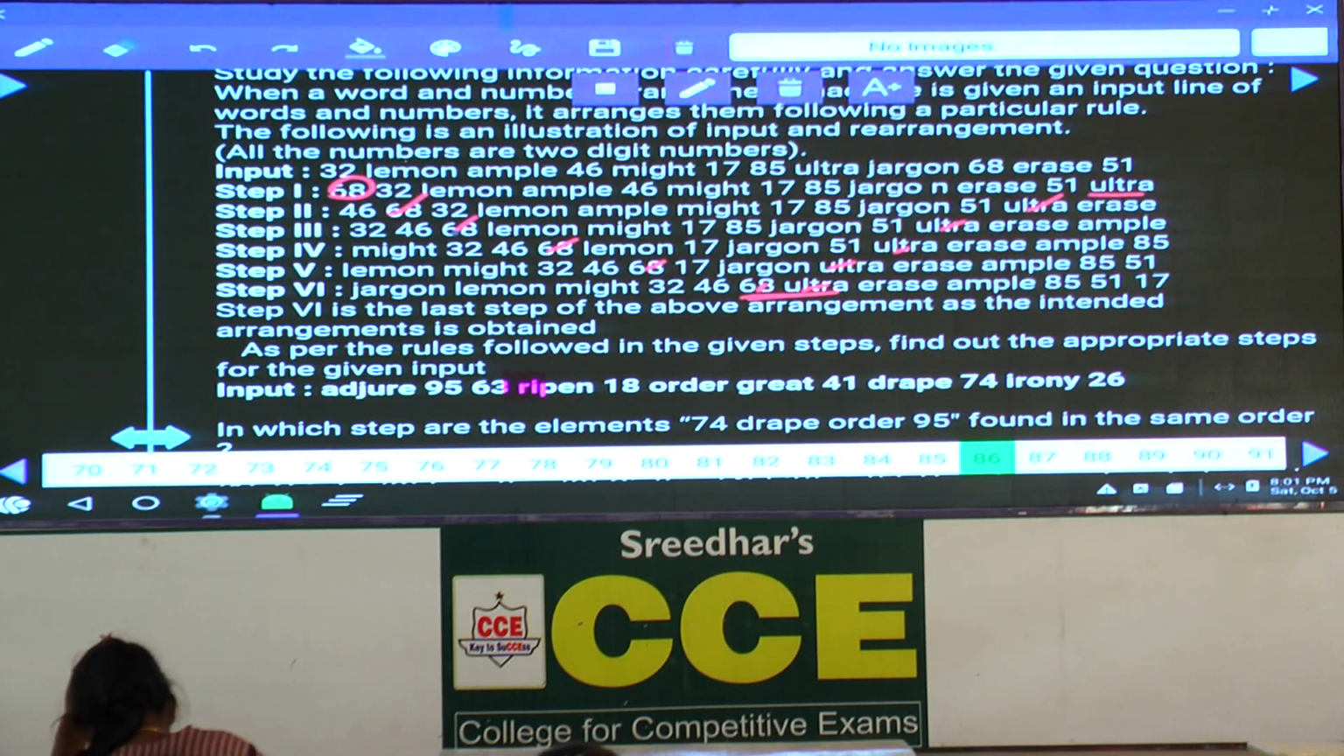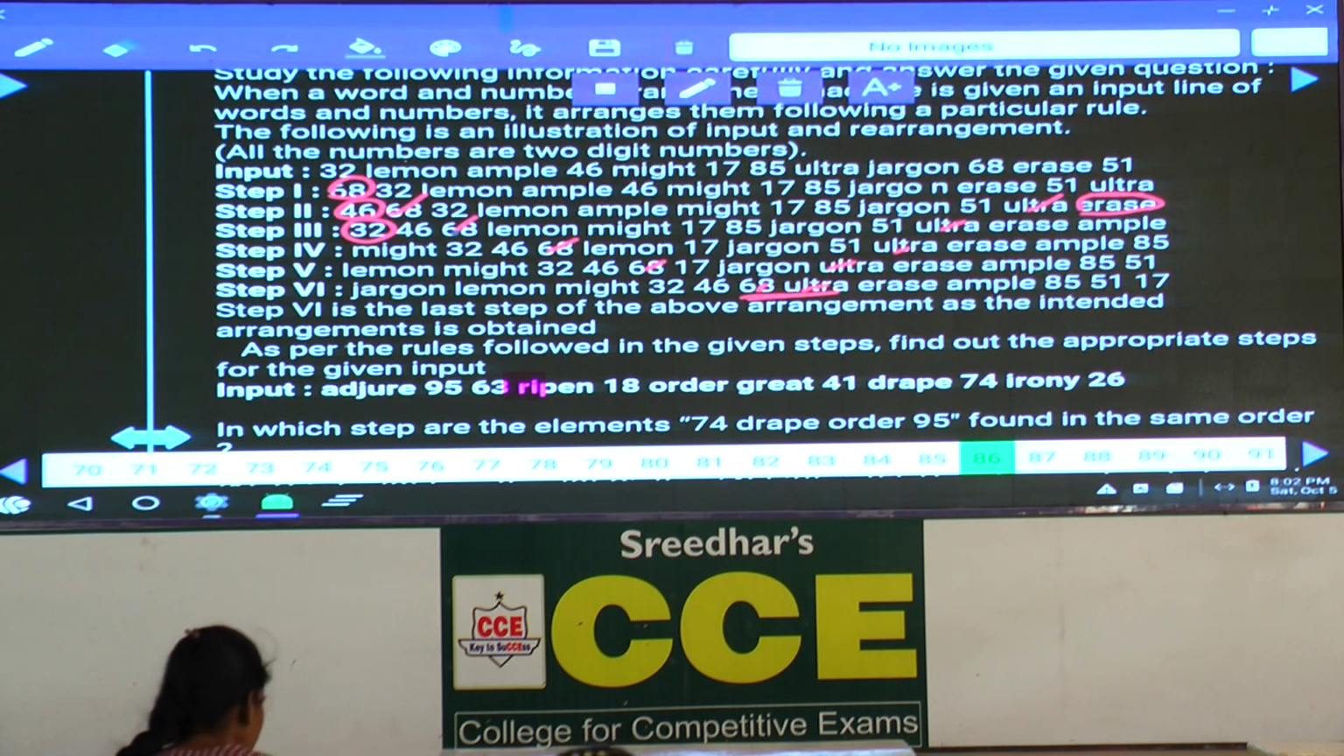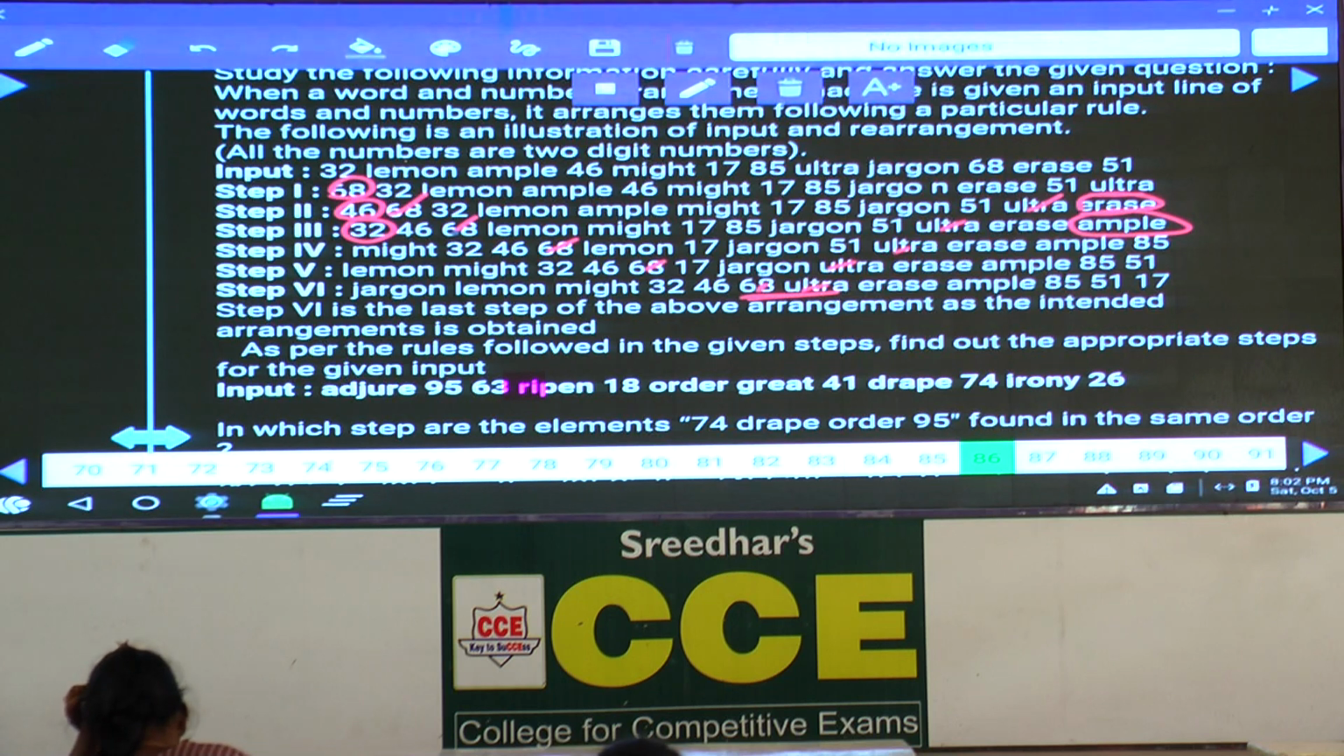Done with this. After this 68, the previous even number to 68 is 46, and the previous vowel is erased. Those 2 will be arranged at the last 2 places. Further, they will be shifted to the next position. And the previous even number to 46 is 32. Next one, the previous vowel to E is ample. They will be arranged at the last place, isn't it? Hence, these vowels and these even numbers were finalized.